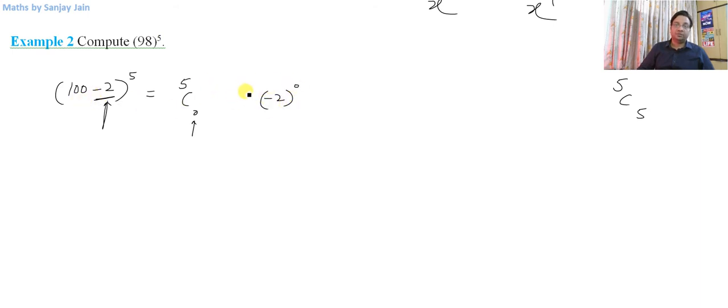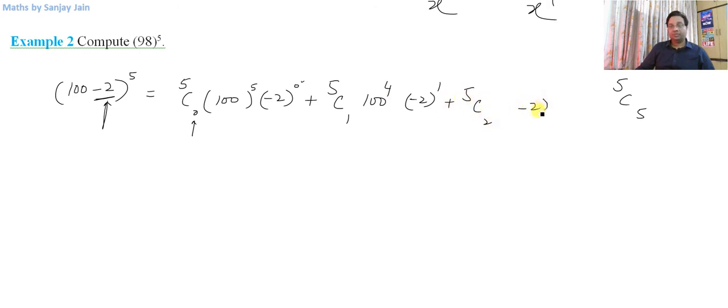So now the sum of exponents has to be 5. So if 0 comes here, here it will be 5. And what is the term here? 100. How will we write the next term? 5C1 (-2)^1 (100)^4, 5C2 (-2)^2 (100)^3.